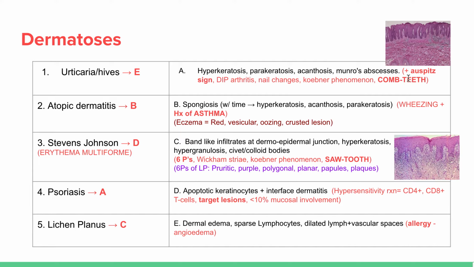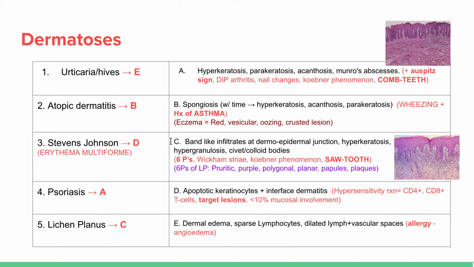You're going to see a positive Auspitz sign. Auspitz sign is basically if you pick on the lesion, if you try to peel it off, you're going to see blood. It's going to bleed. Also associated with psoriatic arthritis and some nail changes. Koebner phenomenon is if you take normal skin and scratch it with your nail or cause any kind of injury, you will see a new lesion develop. That's Koebner's phenomenon.